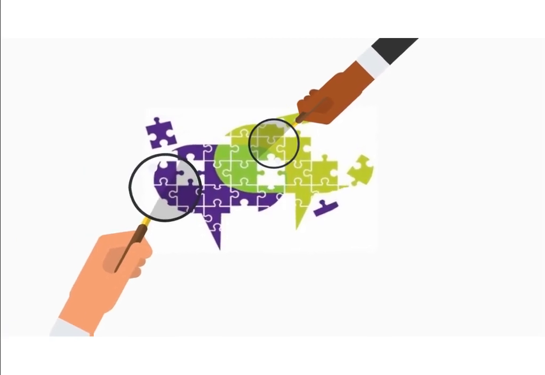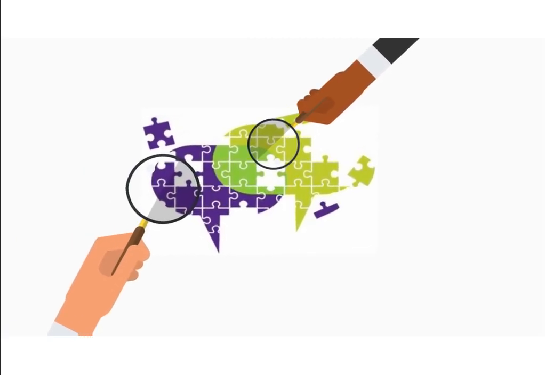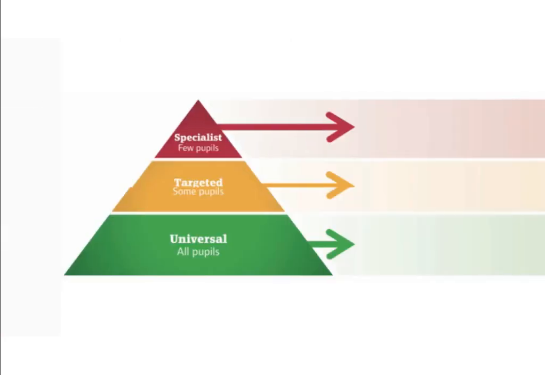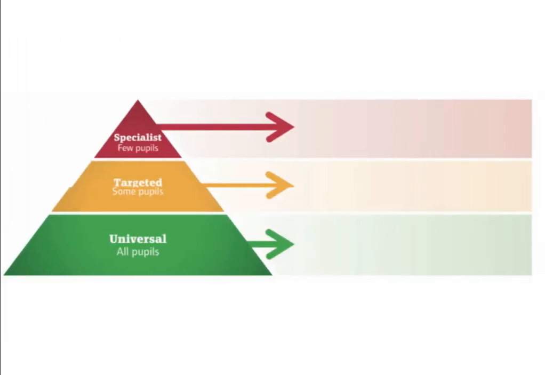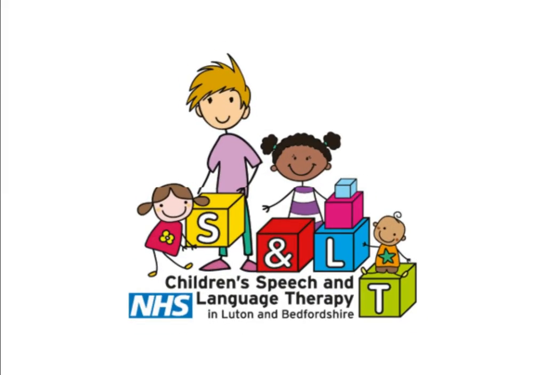how to identify pupils with speech, language and communication needs, known as SLCN. Putting the right level of support into place at universal, targeted or specialist level. And making effective onward referrals, for example, to NHS Paediatric Speech and Language Therapy in Luton and Bedfordshire.